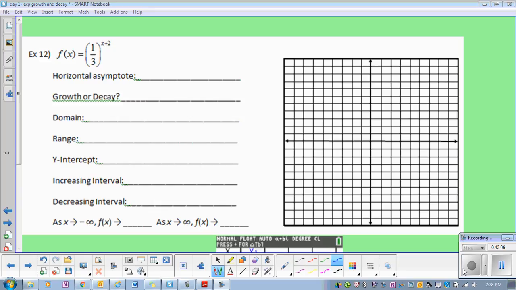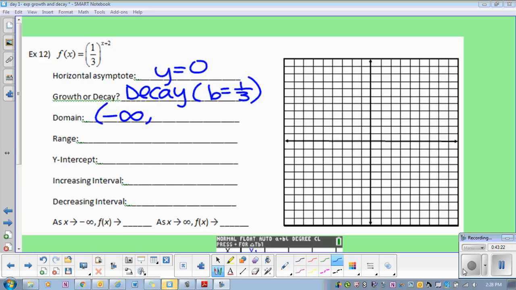So, example 12, what'd you get for the horizontal asymptote? Okay. Now, is this a growth or a decay? Good. Because? Good. Now your domain? Alright. And then your range? Our range is 0 to infinity, because it's y equals 0.